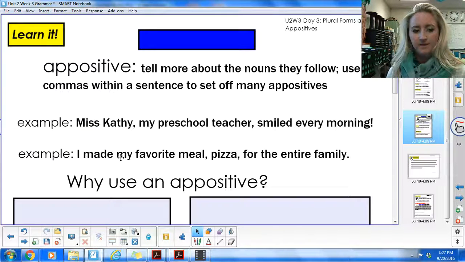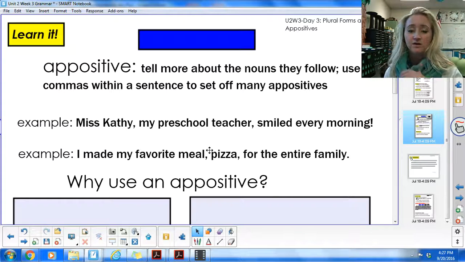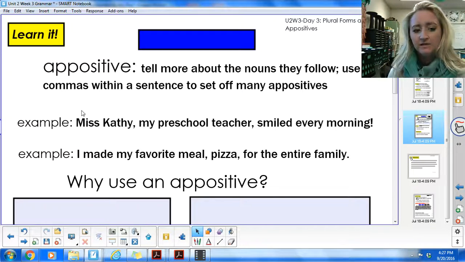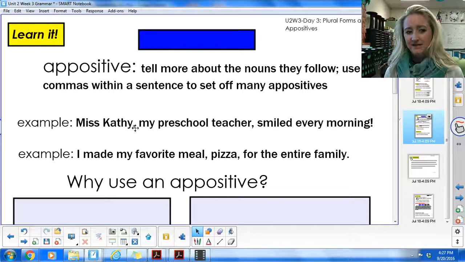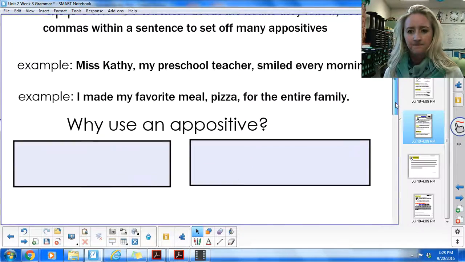Here's another example. I made my favorite meal, comma, pizza for the entire family. So I'm telling you what my favorite meal is by putting it in an appositive. Writers do this a lot. If you look in your books, a lot of times they'll give you definitions that way too. They'll introduce a new word and then they'll do a comma and tell you it. If your appositive's at the beginning or at the end, you might not have a comma in both spots, and I'll show you some examples of that.